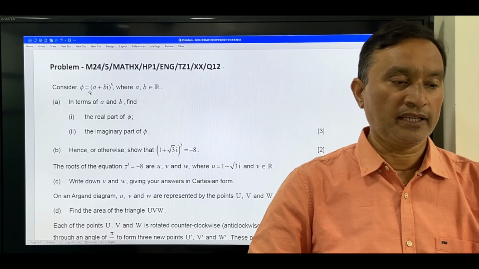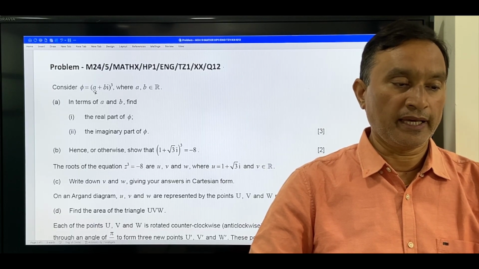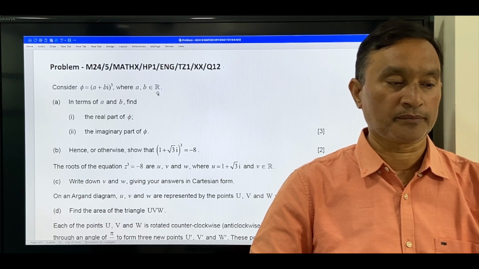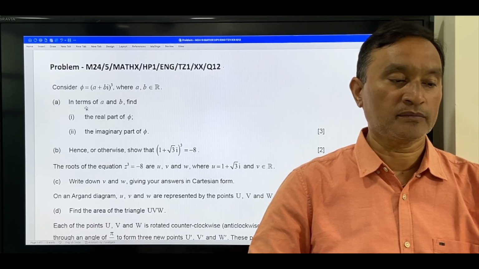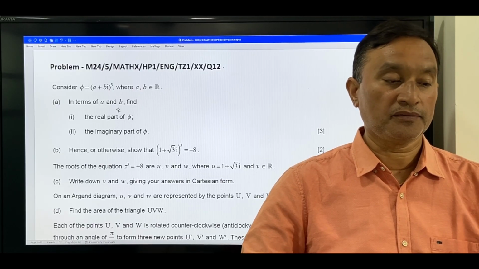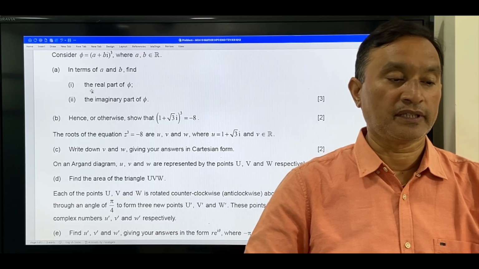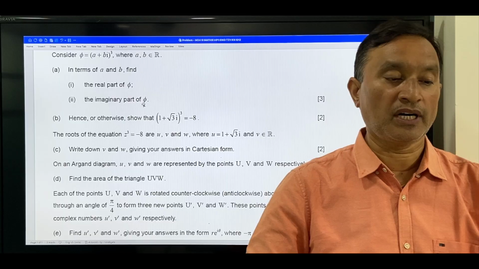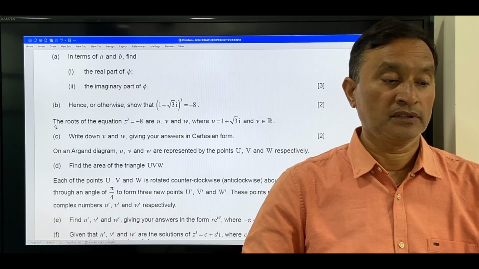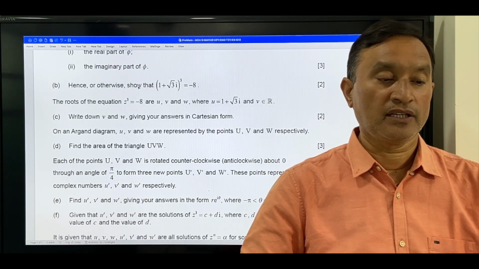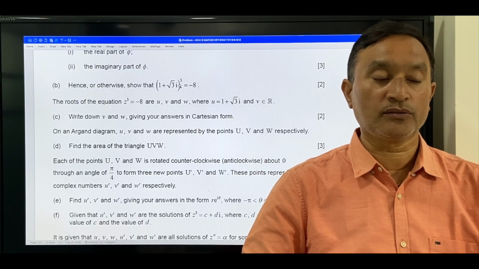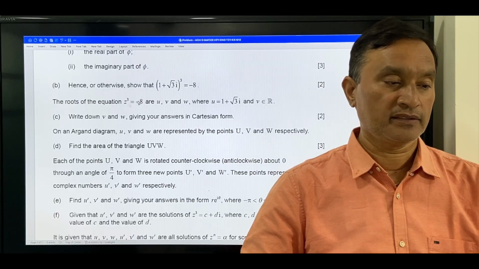consider phi equals (a plus bi) whole cube, where a, b belong to R. Part A. In terms of a and b, find 1. the real part of phi, 2. the imaginary part of phi. B. Hence or otherwise show that (1 plus root 3i) whole cube equals minus 8.